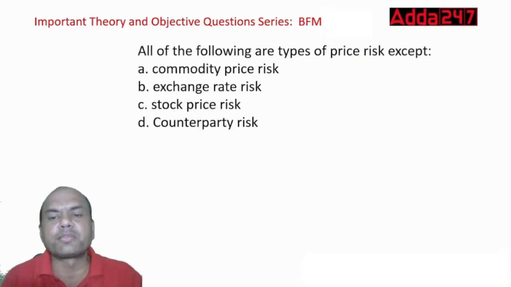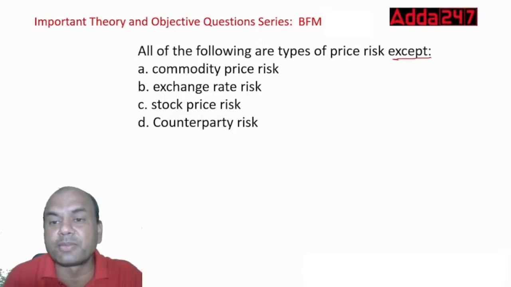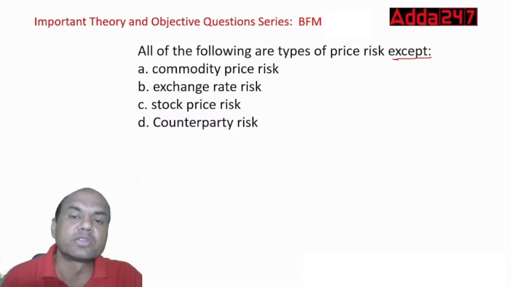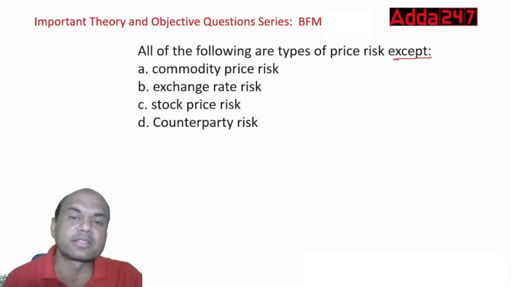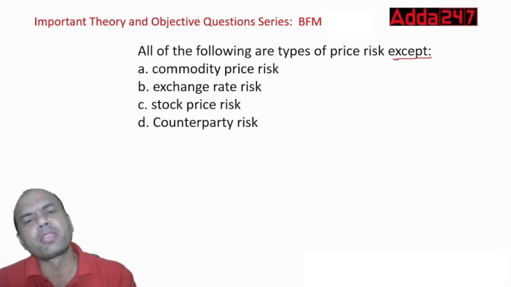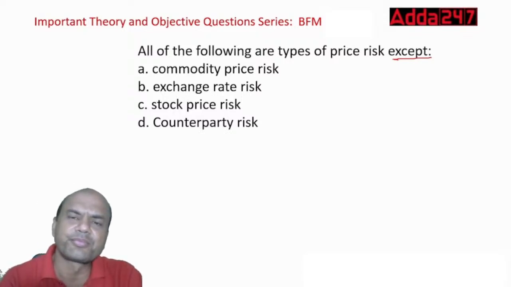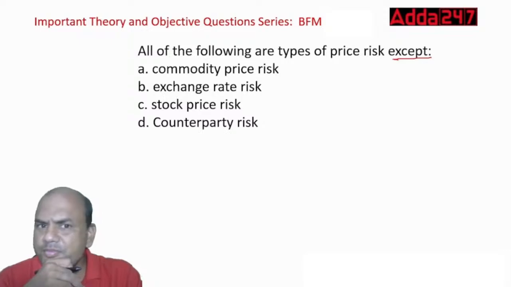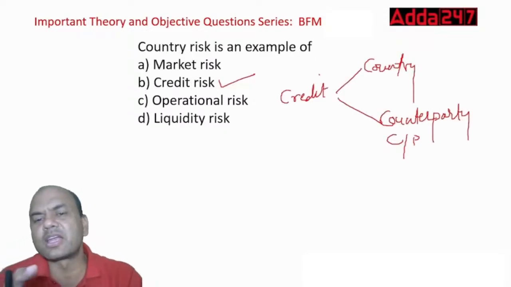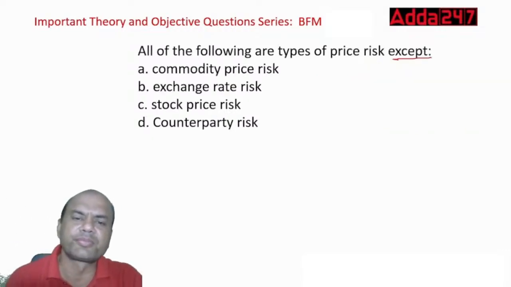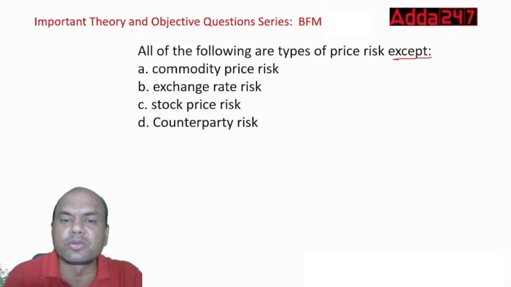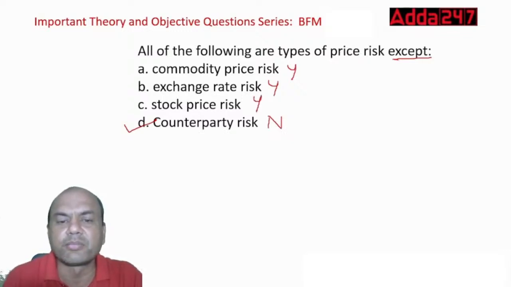All of the following are types of price risk except, and again, except means not, which is not the type of price risk. So all of the following are types of price risk except commodity price, exchange rate, stock price, counterparty risk. Just now I gave you. What is the answer? Credit risk has two parts: country and counterparty. So counterparty will be a part of what? Will it be a part of price risk? No, it is a part of credit risk. This is the one. This is yes, this is yes, this is yes. All these are price risks. But this is a part of credit risk.